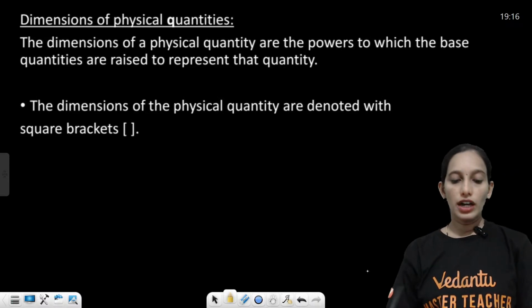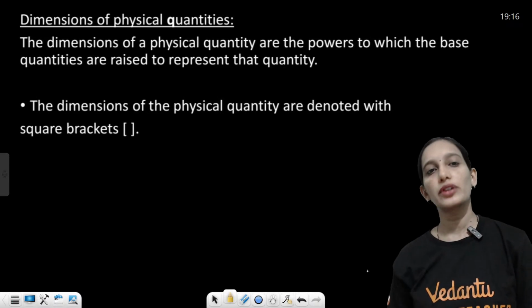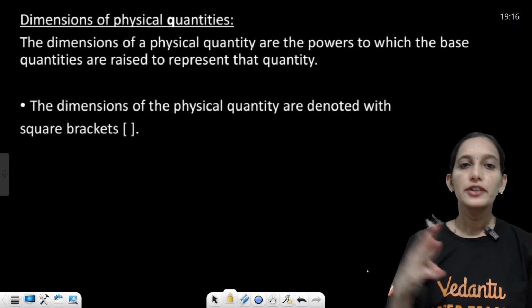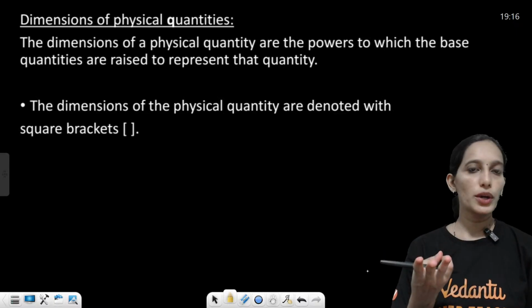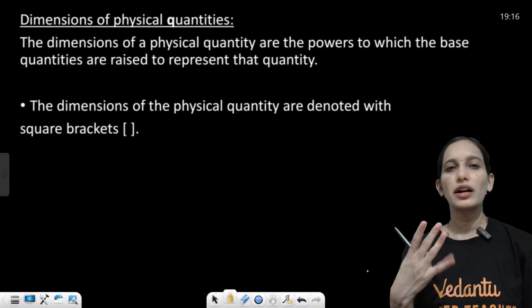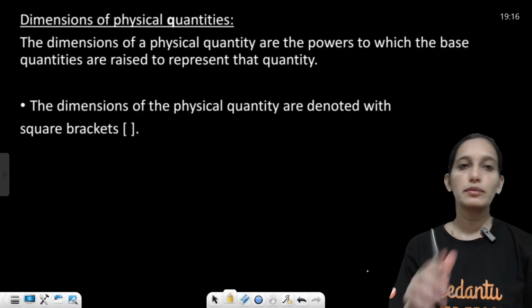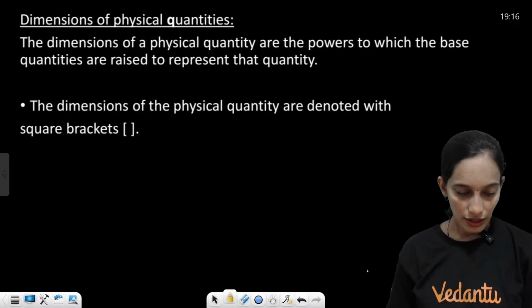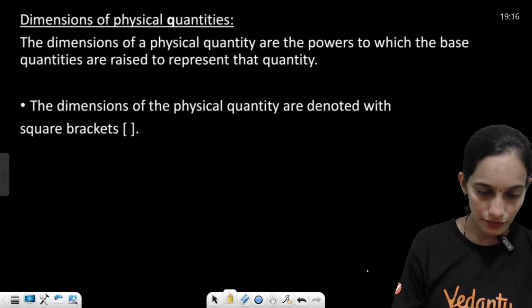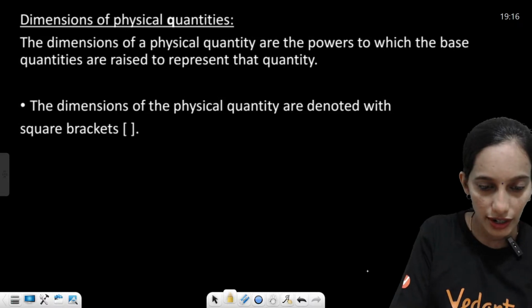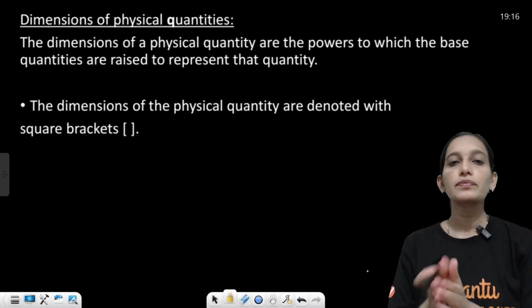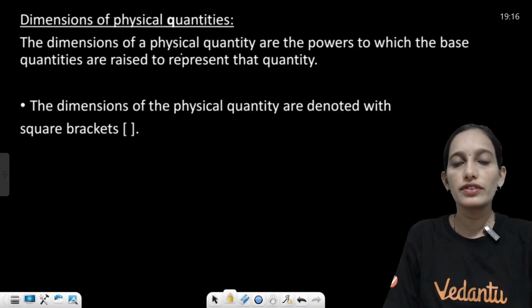Okay. So now coming to the other important concept, very, very important. You can expect one 3 mark and one 2 mark question, or maybe one 3 mark question and some MCQs, or fill in the blanks from the concept of dimensions. Yes, thanks for your response. So we'll just move ahead to the next concept, that is dimensions of physical quantities.